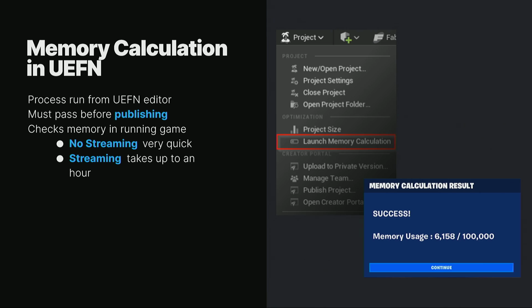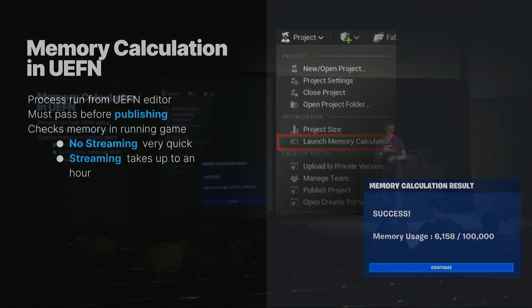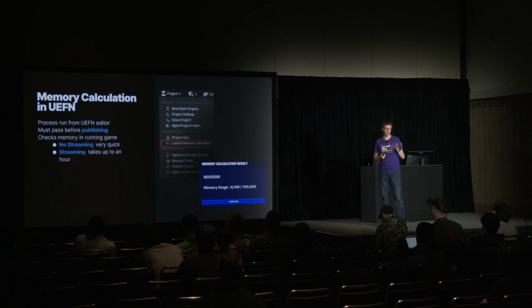If you've got streaming, it takes a bit longer. It can take up to an hour, depending on how large your map is and how many streaming cells you have, because it has to teleport to each cell in the map and see what the memory is there. A bit like that spatial thermometer we showed earlier on. So check the docs for the process. There's a few things you can do to make the process faster.